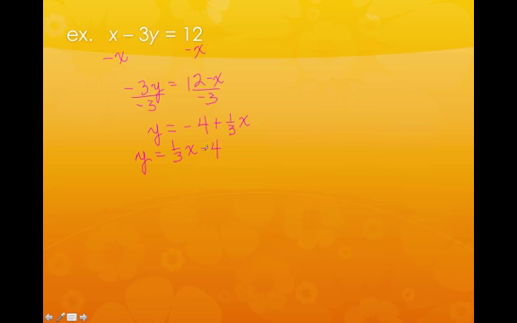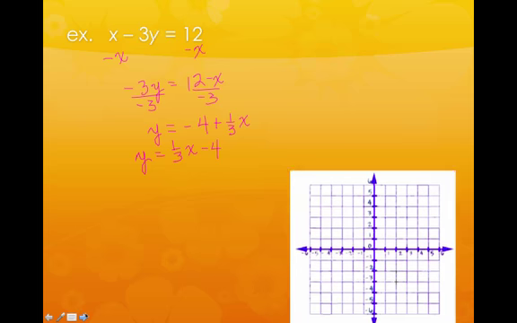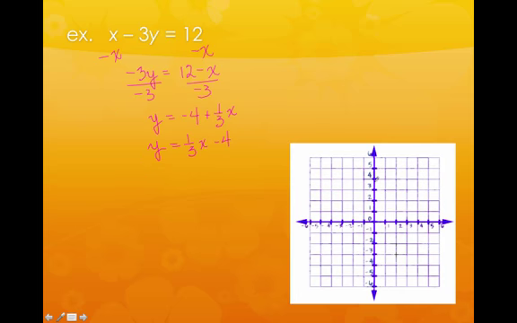Okay, so now I have my y-intercept and I have my slope. So let's pull up a graph here. I can graph my y-intercept here at negative 4. I have a slope of 1 over 3, so I have a rise of 1 for a run of 3, a rise of 1 for a run of 3. So the equation as a line looks like that.